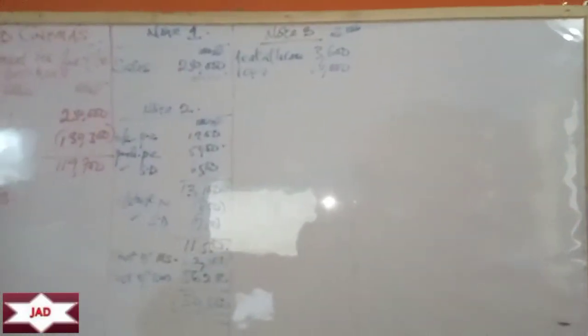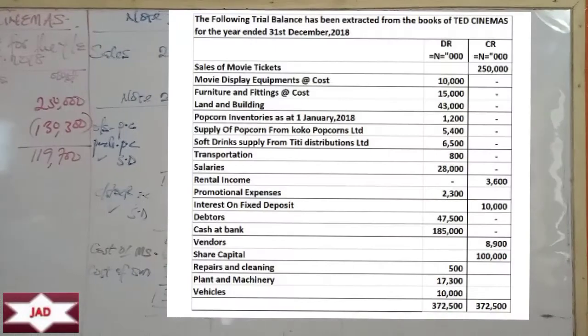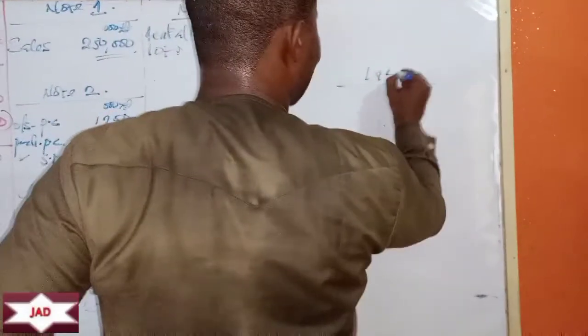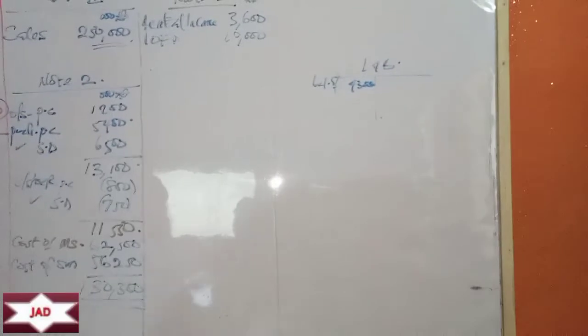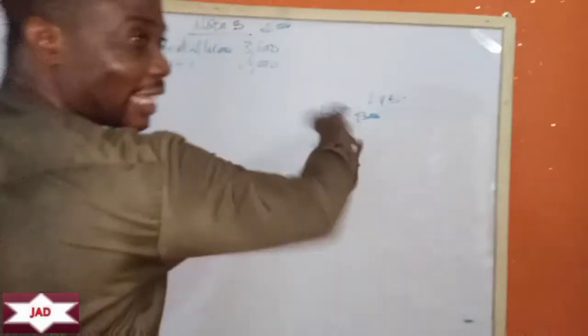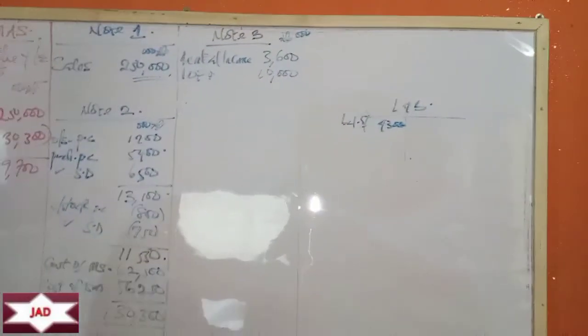Now, how much was land and building in the trial balance? If you look at the trial balance, land and building here, I can see 43 million. So your land and building is an asset, remember? So we have balance brought forward of 43 million. They're saying that we should revalue to 45 million. So that means we want to increase this. What we're saying is that as at the time of the balance sheet, the book value or the carrying amount is 43 million, but if you look at the value in the market, it is now 45 million. So that means that it has increased.